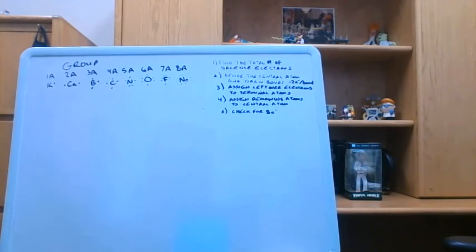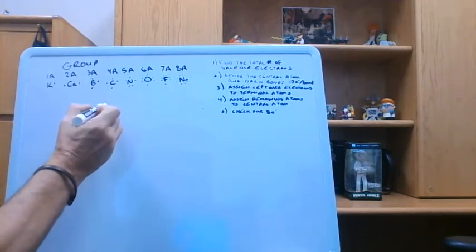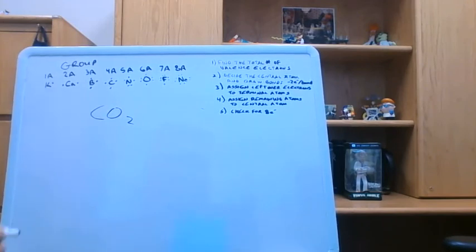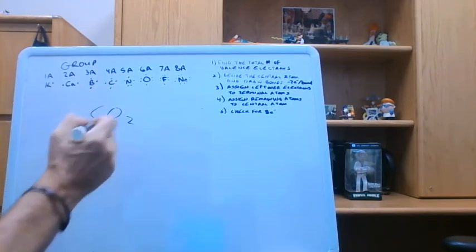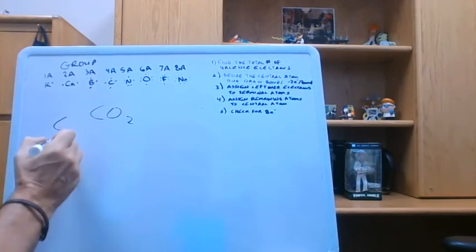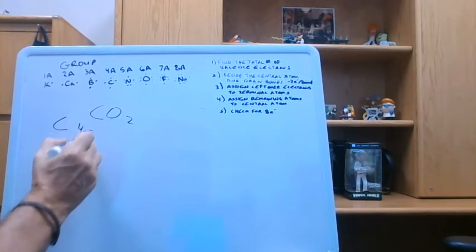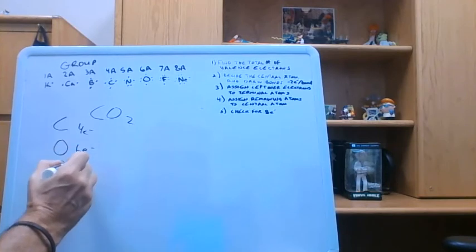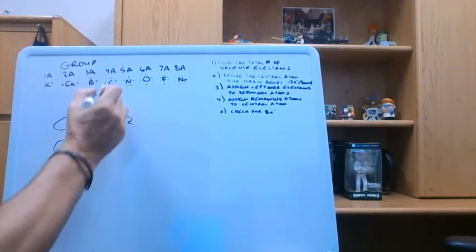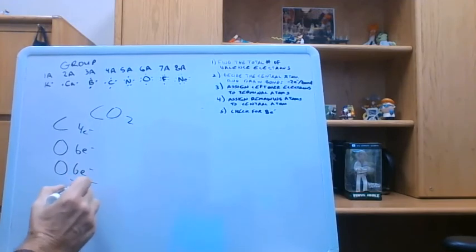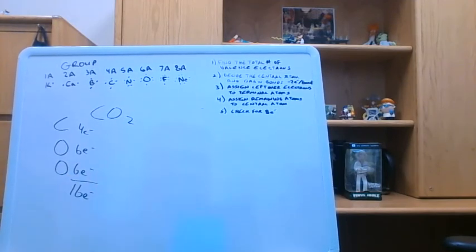All right, so let's see something we haven't seen yet. So say we have a CO2, right? Carbon dioxide. So first step is to find the number of valence electrons. So we have carbon and 2 oxygen. Carbon has 4 valence electrons. Each oxygen has 6. So remember, carbon's in group 4A, oxygen in 6A. So that leaves us with 16 electrons to share.